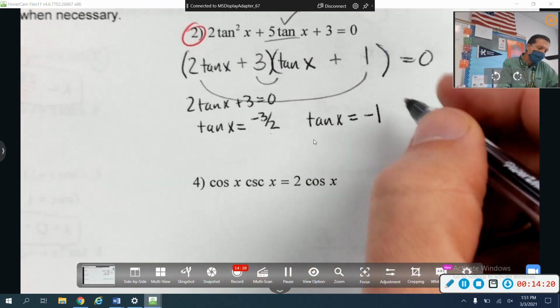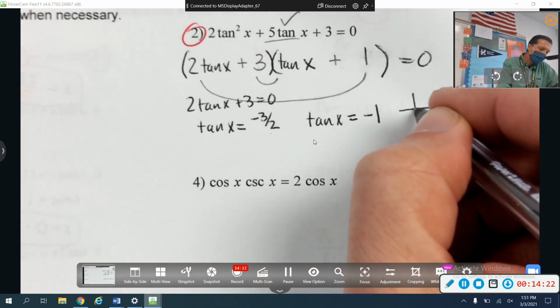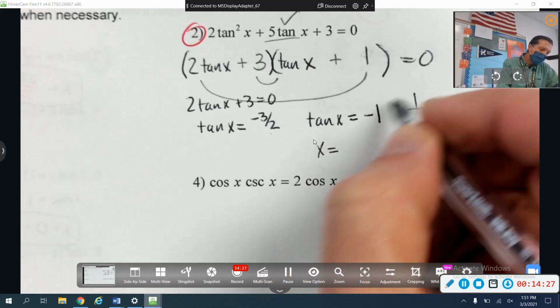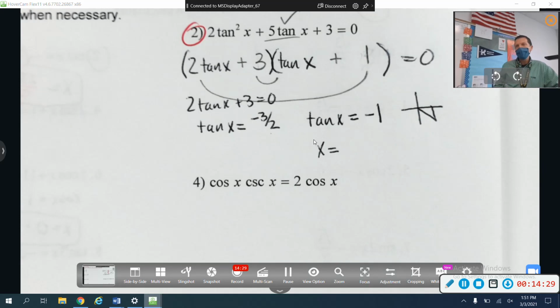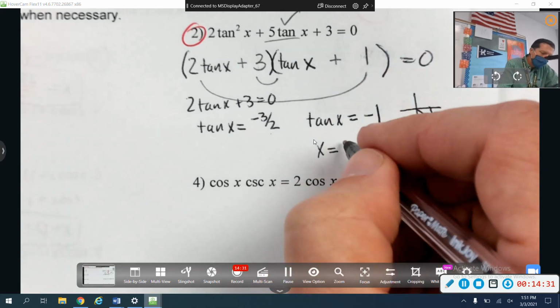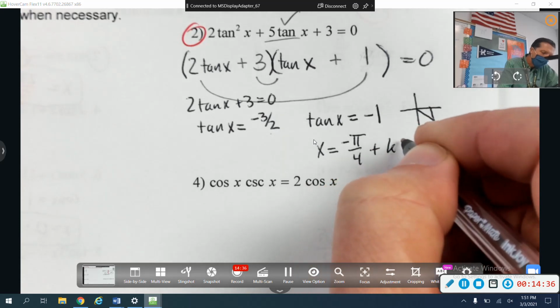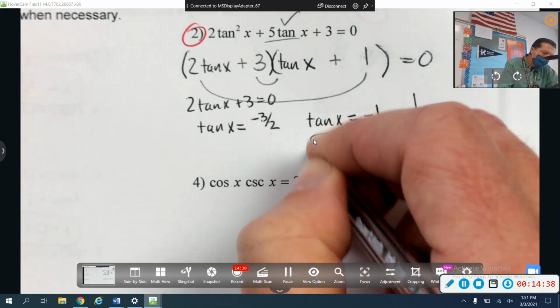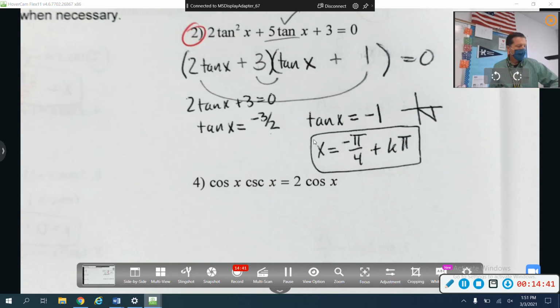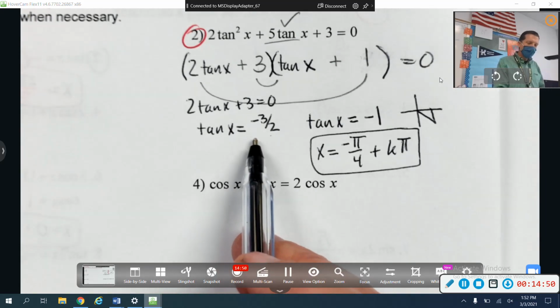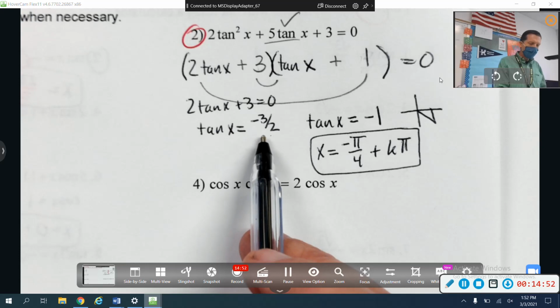Tangent of x equals negative 1, that is a unit circle value. Fourth quadrant. So I can call it 7 pi over 4, or I can call it negative pi over 4. It doesn't matter, because when we do the plus k pi, or pi k, that catches all of them anyway. Okay, well that was the unit circle one. This one's not a unit circle one.